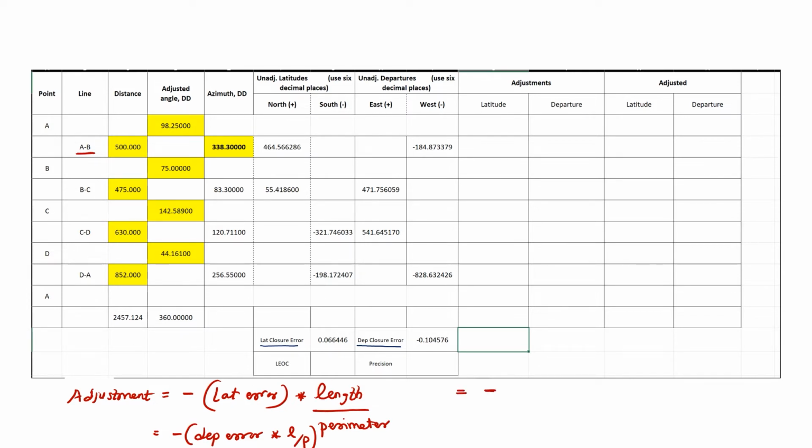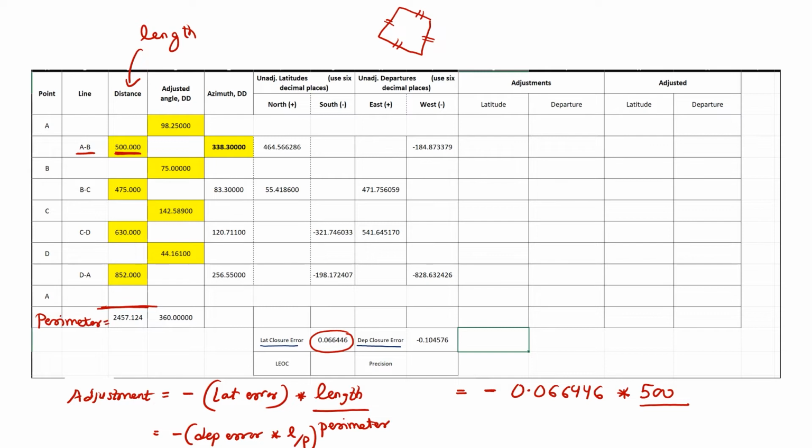So for the line AB, what is the adjustment? Negative, right? What is the lat error? This is my lat error, 0.066446. Multiply this by length. What is the length of this line? Distance and length are the same thing. My distance is 500, and what is my perimeter? This value is my perimeter. If you have a polygon, how would you find the perimeter? You add all the sides. In the same manner, when you add all the distances, this value is called the perimeter.